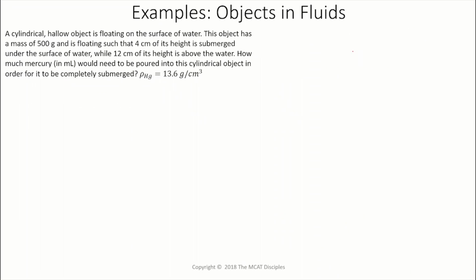Okay, so an example. A cylindrical hollow object is floating on the surface of water. This object has a mass of 500 grams and is floating such that 4 centimeters of its height is submerged on the surface of water, while 12 centimeters of its height is above the water.